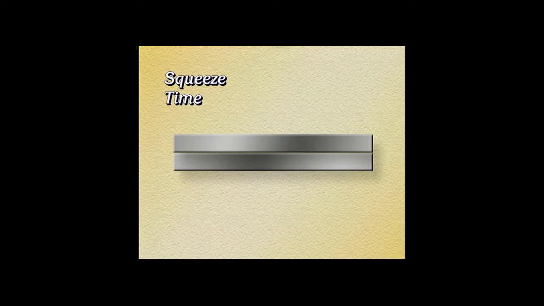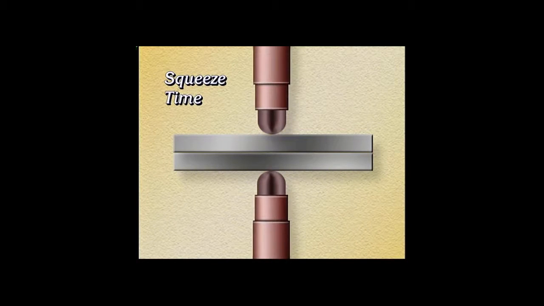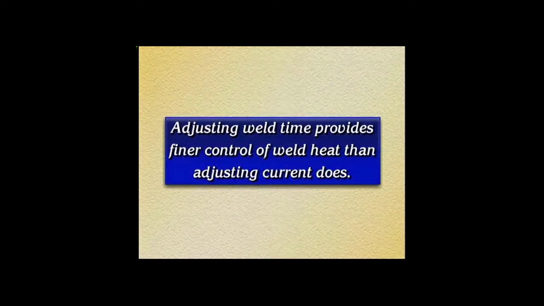Squeeze time, the time interval during which the electrode tips close and press the material together to create a positive contact between the top piece and the bottom piece. Weld time, the time during which the electrical current is actually flowing through the closed electrode tips. And hold time, the time during which the electrode tips remain closed after the weld current has ceased, allowing the weld nugget to cool and solidify. Adjusting the weld time gives us much finer control over the amount of weld heat than does adjusting the current.